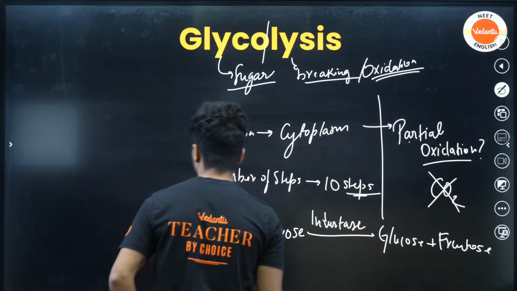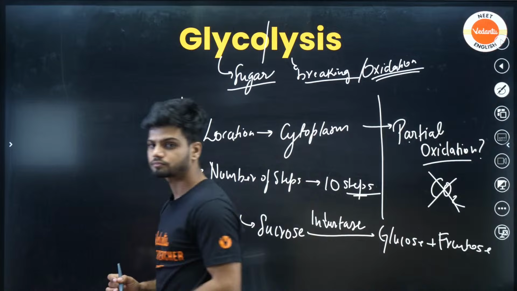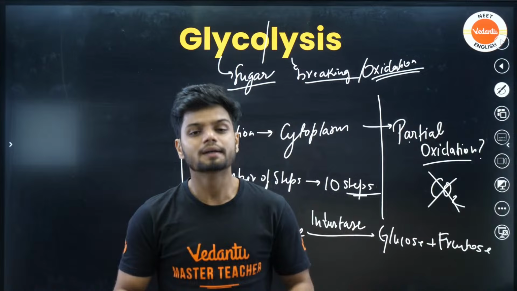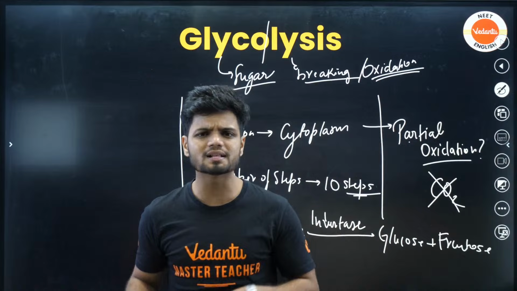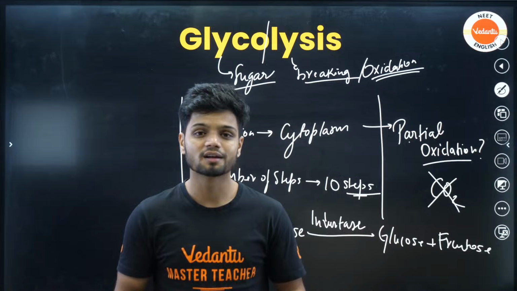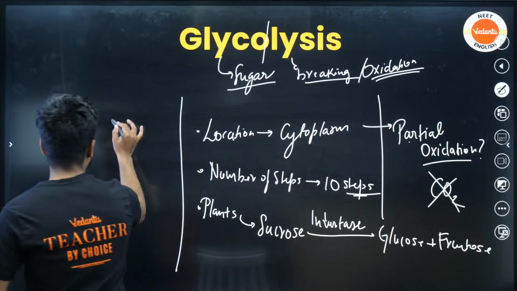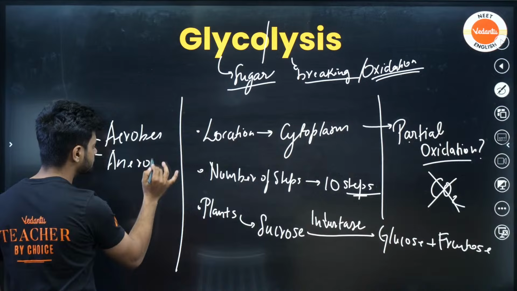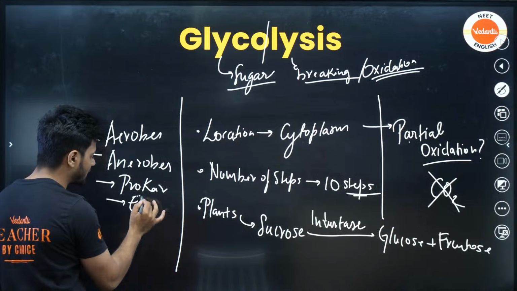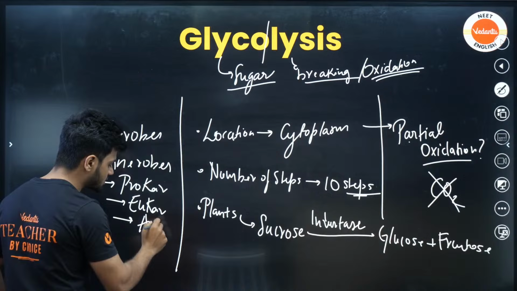The next point I want everyone to write down is about glycolysis. Does this happen only in aerobes? Does this happen only in anaerobes? Does this happen only in plants, animals, prokaryotes, eukaryotes? Where does this happen? The answer is everything. The process of glycolysis takes place in aerobes, in anaerobes, in prokaryotes, in eukaryotes. It also takes place in animals, and it takes place in plants.